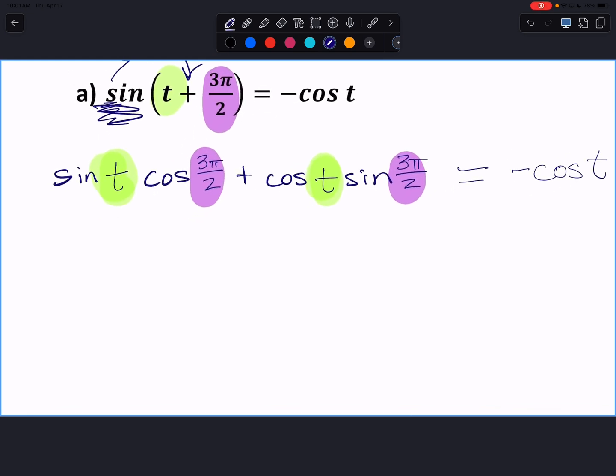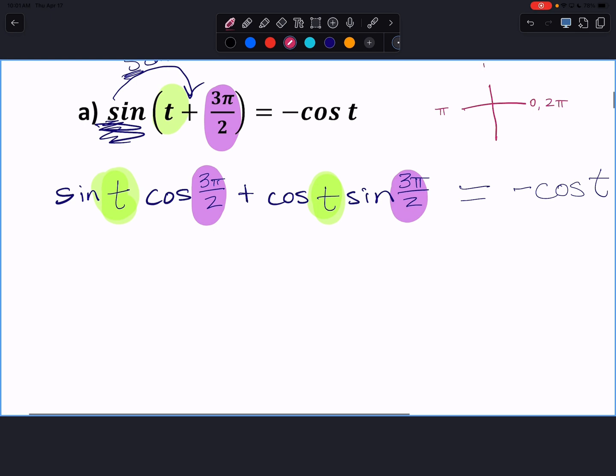All right? So if you notice, this says sine of t and then cosine of 3 pi over 2. Can you tell me what the cosine of 3 pi over 2 is? You better know how to, right? If you go all the way around, that's 2 pi. Half of 2 pi is pi. Half of pi is pi over 2. So we have 1 pi over 2, then 2 pi over 2.